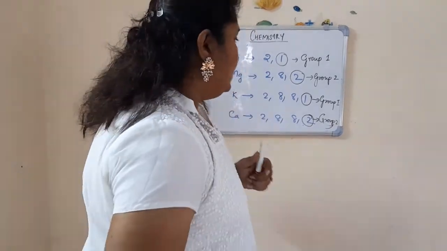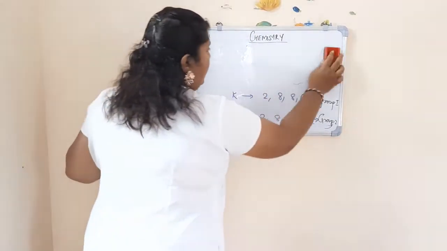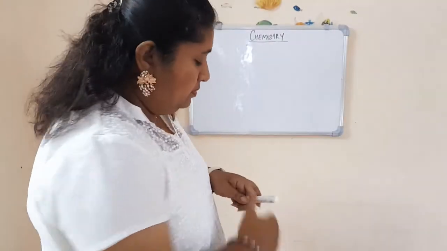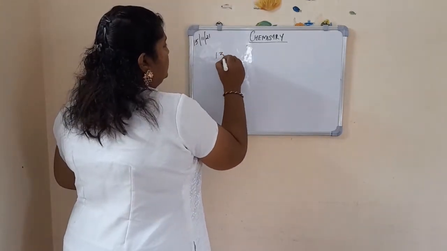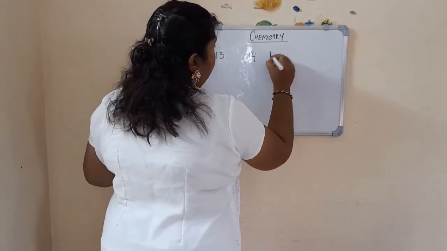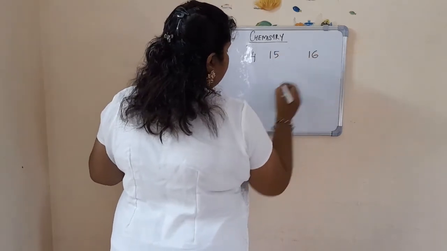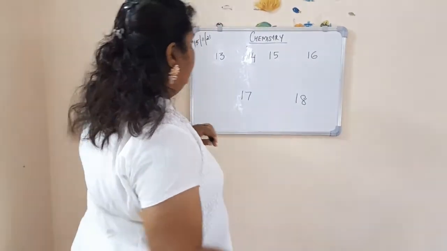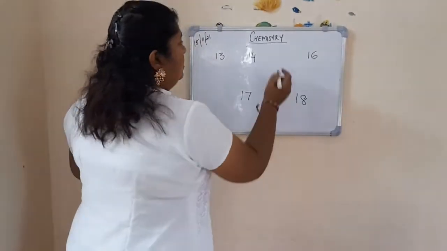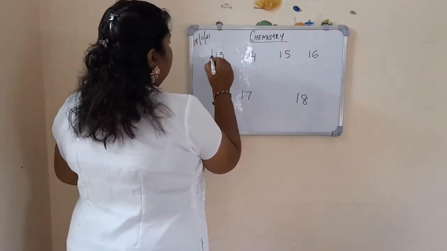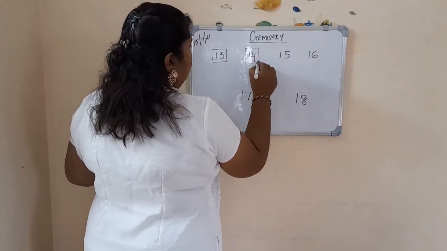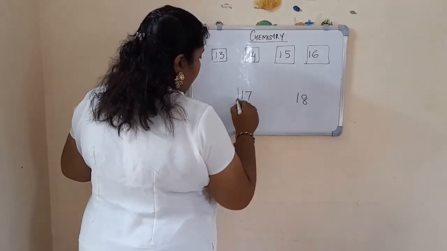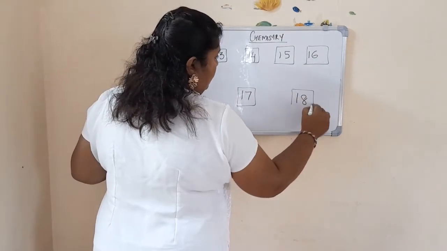Now, after we have discussed group 1 and group 2, I am going to write a new set of elements. Group 13, 14, 15, 16, 17 and 18. So this is group 13, group 14, 15. You can also look at the periodic table in your textbook. 17 and group 18.